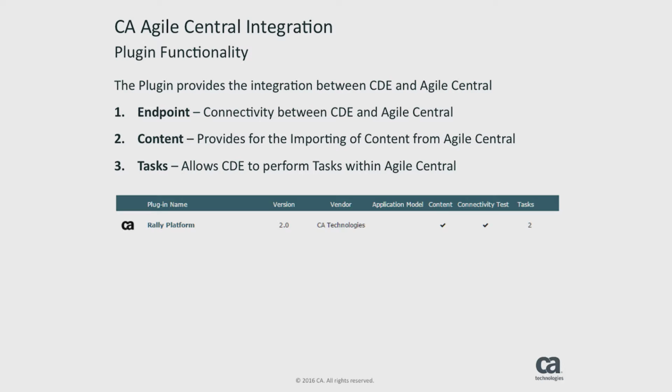Central environment. Additionally, once those connections are hooked up and the connection with the server is there, you can import content from Agile Central into CDE. And we'll go into this in a lot more detail, of course. And then the other thing you can do is perform tasks, which in this case there are two tasks designed within Continuous Delivery Edition that allow you to perform and do things inside of the Agile Central environment.